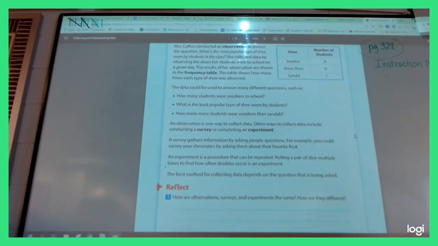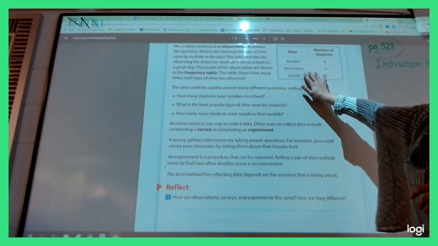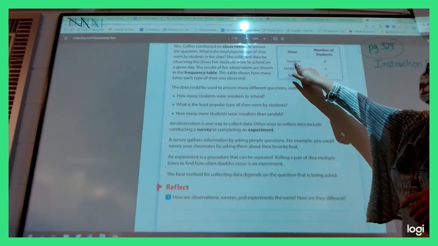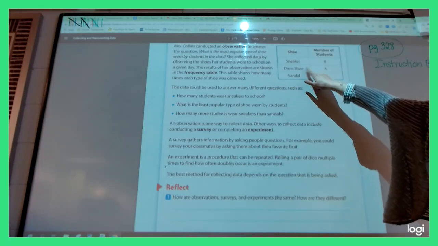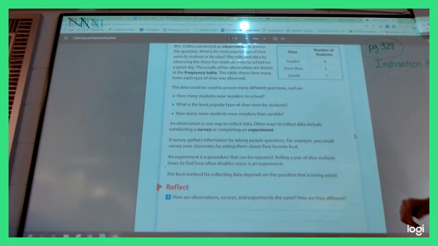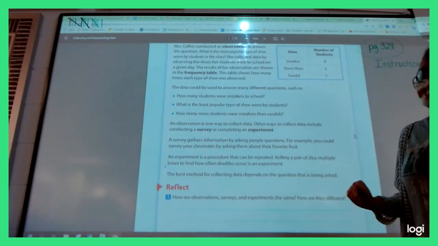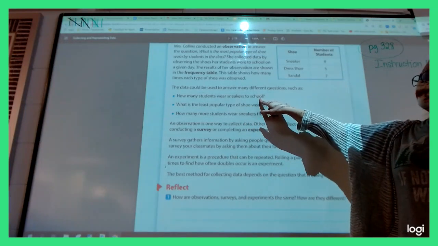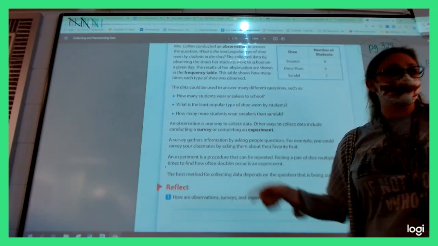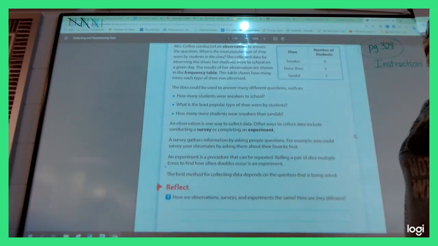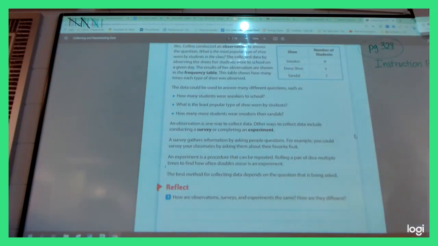The results of her observation are shown in this frequency table. So, sneakers, we have 9 students wearing, dress shoes 5, sandals 7, just like on the other page. But the data could be used to answer many different questions. So she could say, how many students wear sneakers to school? She could think, what is the least popular type of shoe worn by students? How many more students wear sneakers than sandals?